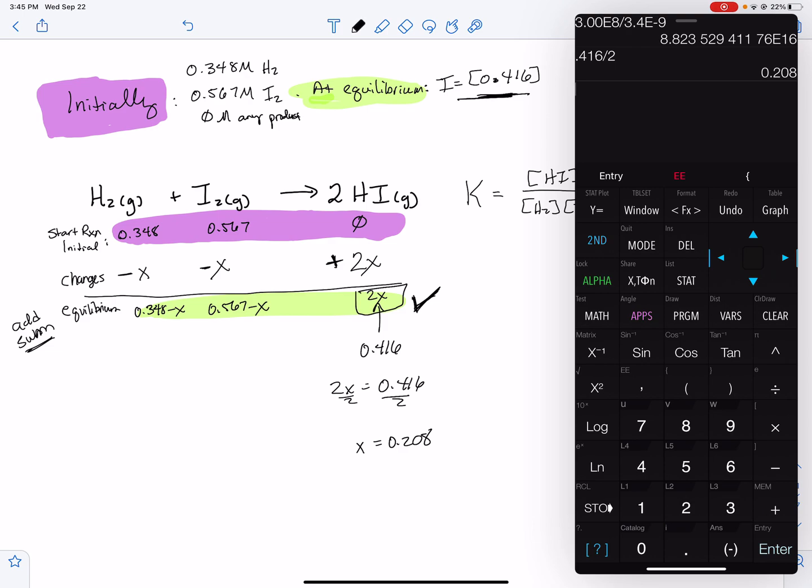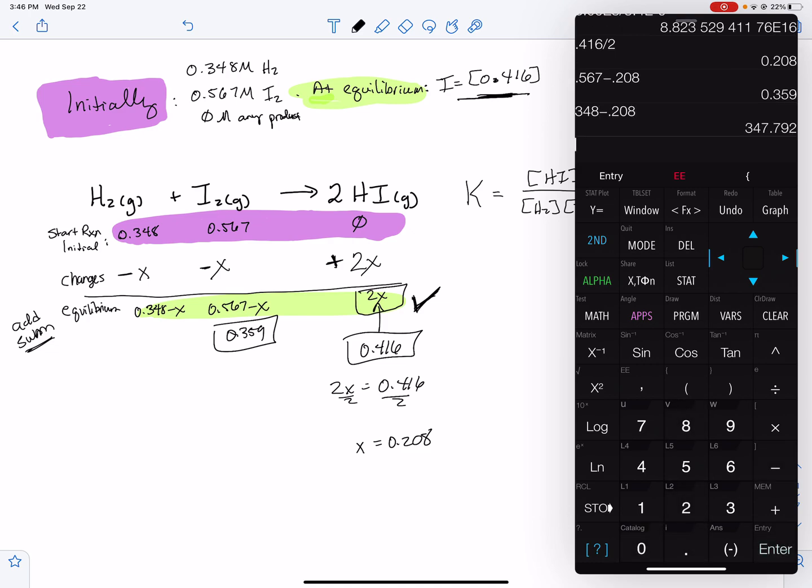So it's just 0.567 minus 0.208, which gives me 0.359. So that's this one at equilibrium. And then 0.348 minus my x, 0.208, is 0.140. Now, if they just want to know things at equilibrium, there you go. You've got them.